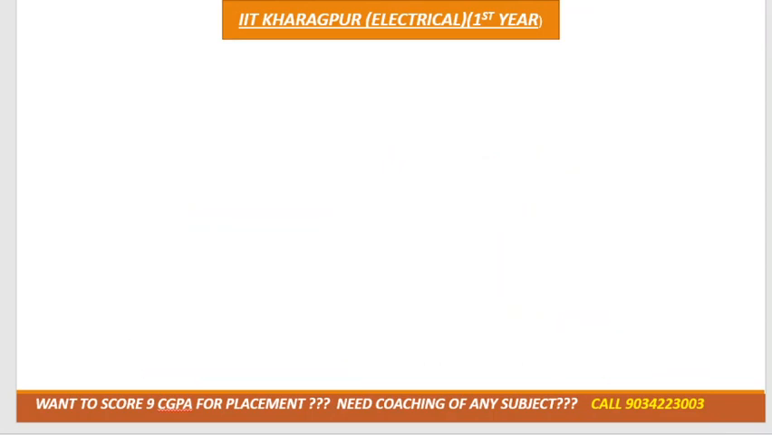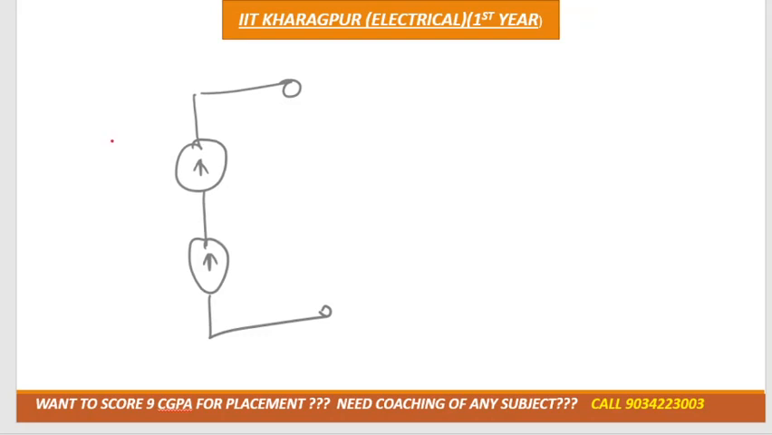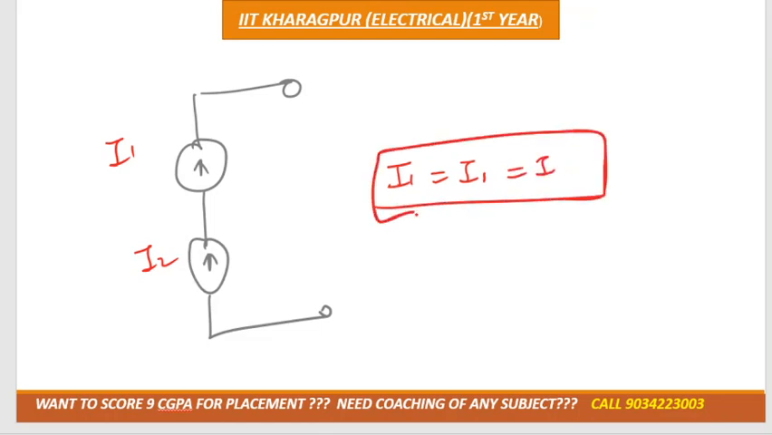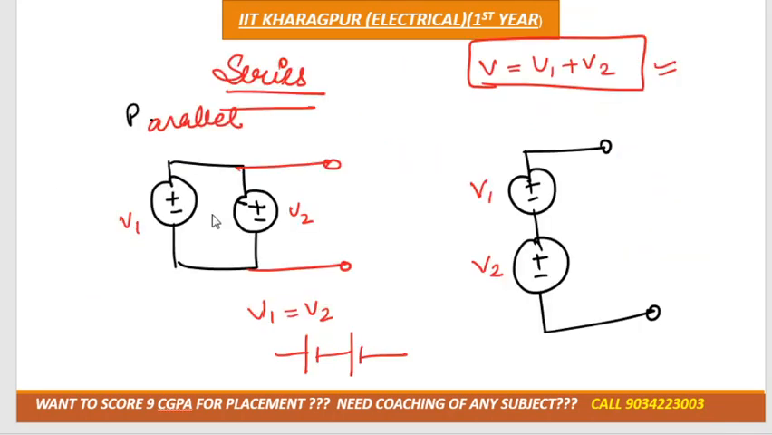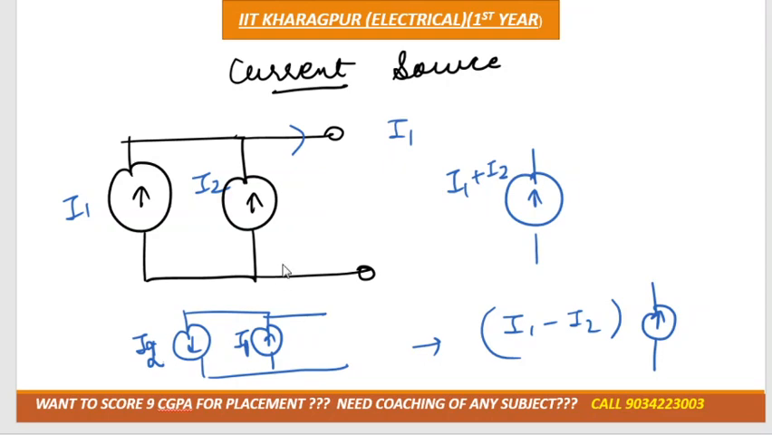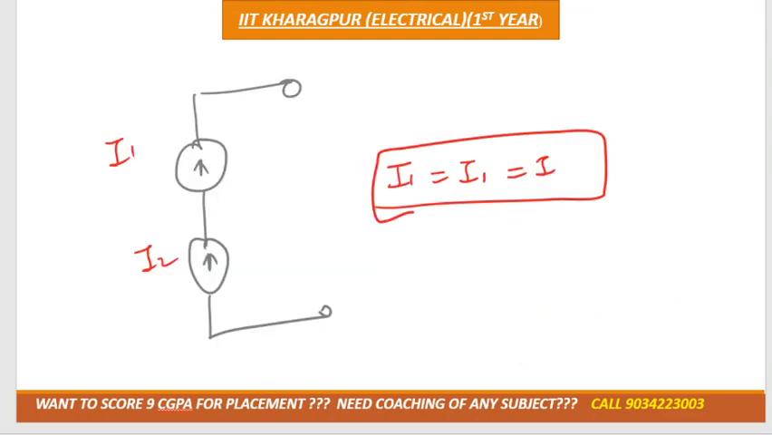And if both are current sources in series, as you know, the current is the same, so if this is I1, this is I2, then I1 is equal to I2 is equal to I, correct? So basically in the parallel connection the voltage remains the same, in the series connection battery voltages will be added, but in the case of current source, in parallel connection current would be added, and in the series connection current would be the same.